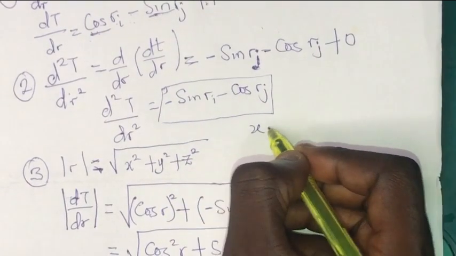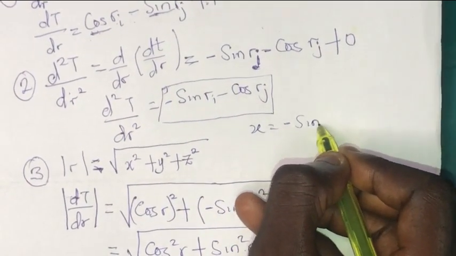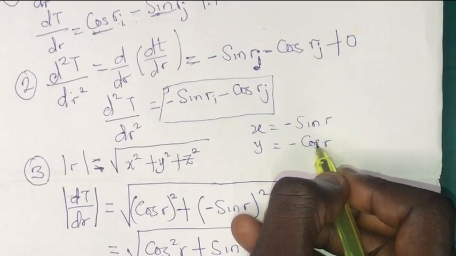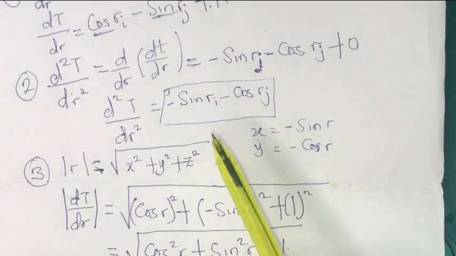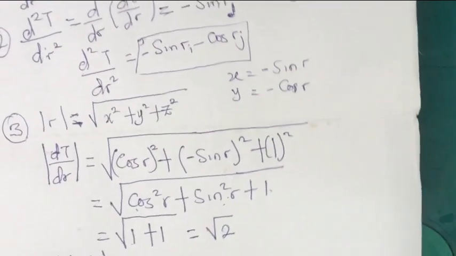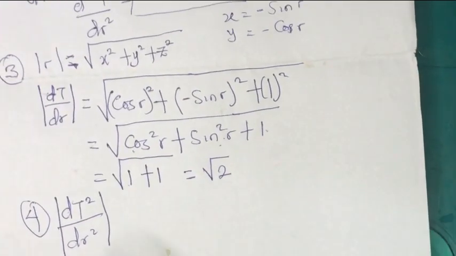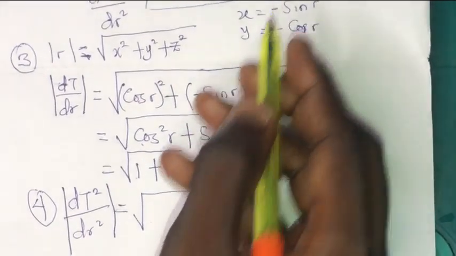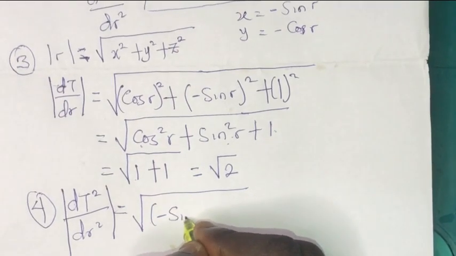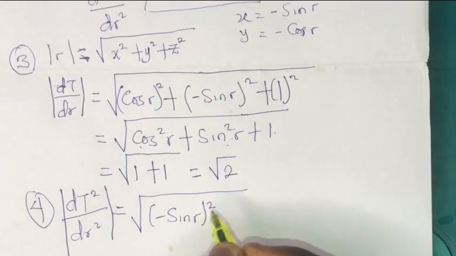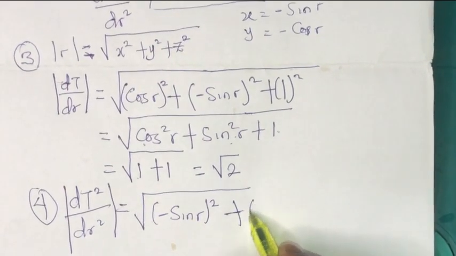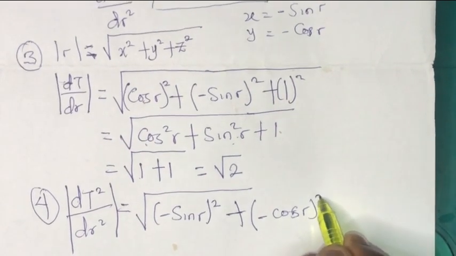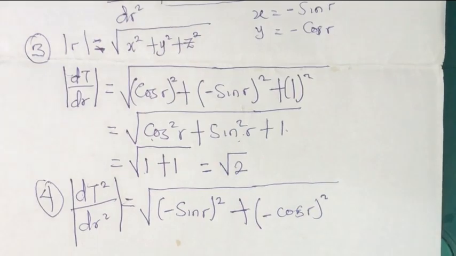So here is your d squared r over dt squared. So here now my x is what? Minus sin t, and my y is what? Minus cos t. I do not have z in this place. Are you seeing that now? So here my modulus will now become the square root of your x squared, which will be minus sin t all squared plus, open the bracket, minus cos t squared. Since you don't have z, you don't need to put anything there.